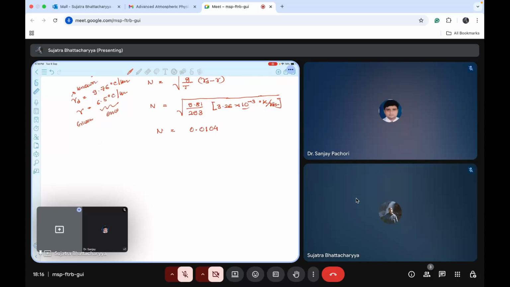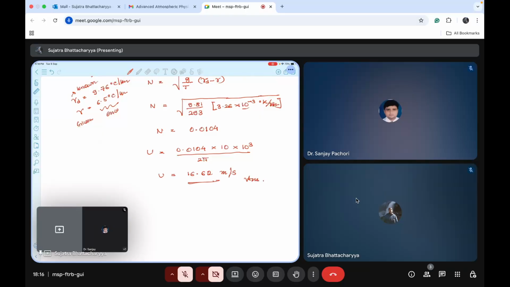Okay. So U therefore is 0.0104 into 10 into 10 cube, which is 10 kilometers in meters, divided by 2. When you do all the calculations, you'll get around 16.62 meters per second. This is the answer.